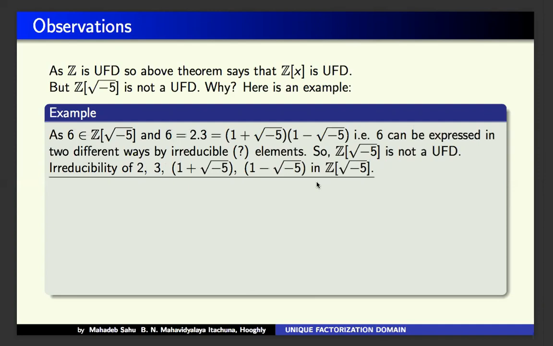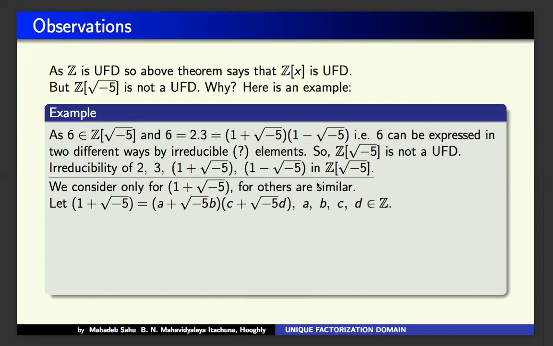Here I just examine the irreducibility of 2, 3, 1 plus root minus 5, and 1 minus root minus 5, which are in Z[root minus 5]. But the procedure for proving each of them is the same. We consider only 1 plus root minus 5, so you can prove the irreducibility of all the others.